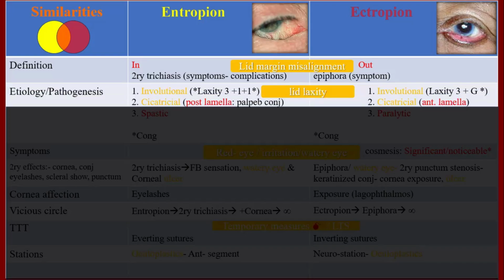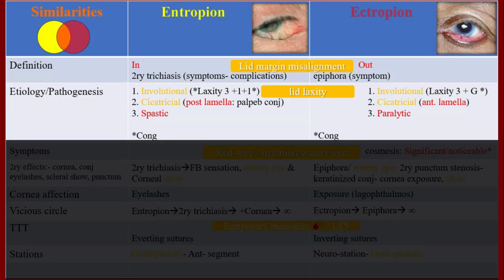Number 2, the etiology or pathogenesis. As you can see here, involutional is a cause in both. We have involutional entropion and we have involutional ectropion. And laxity is a common pathogenesis in both, whether it's horizontal lid laxity, medial canthal tendon laxity, or lateral canthal tendon laxity. So that's why I wrote here 3 points under the heading of laxity. But we also said disinsertion of lower eyelid retractors or dehiscence or lengthening. And we mentioned also a spastic component could be present.